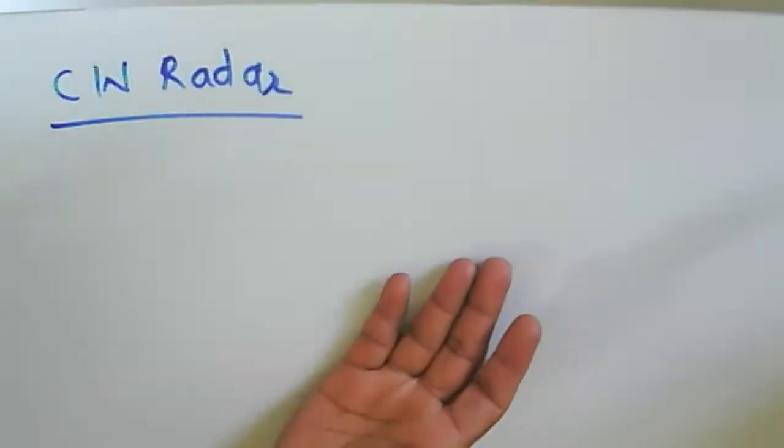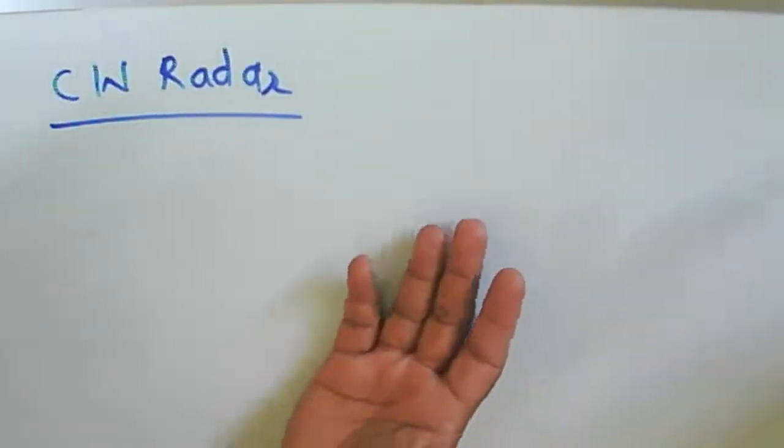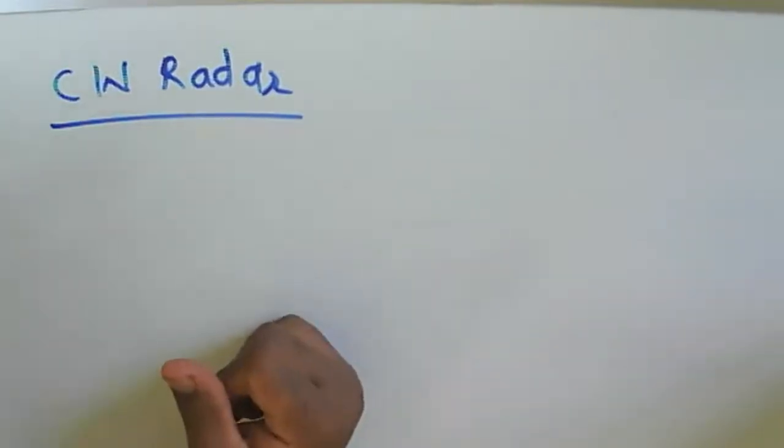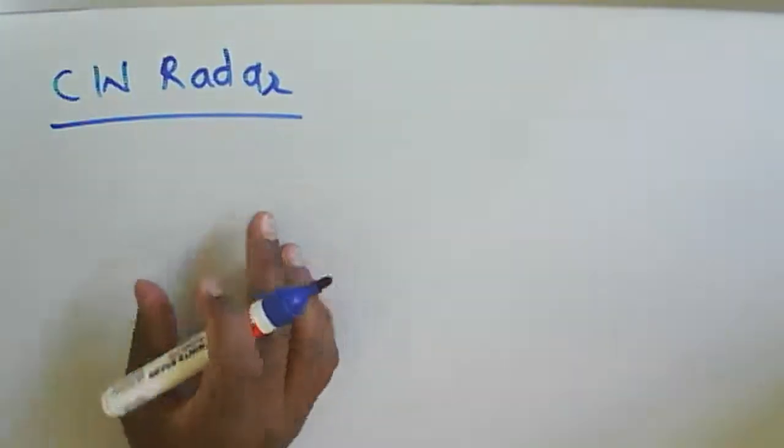Because we are getting the echo signal or a leakage signal from the environment or the transmitter signal that reaches the receiver, that is the leakage signal from the transmitter. That can be removed from the device.